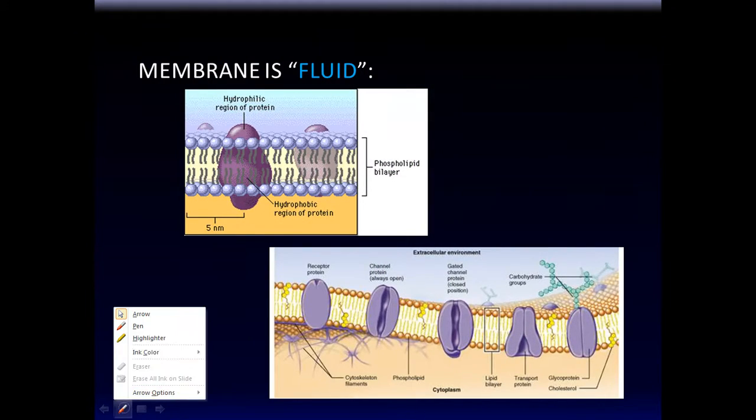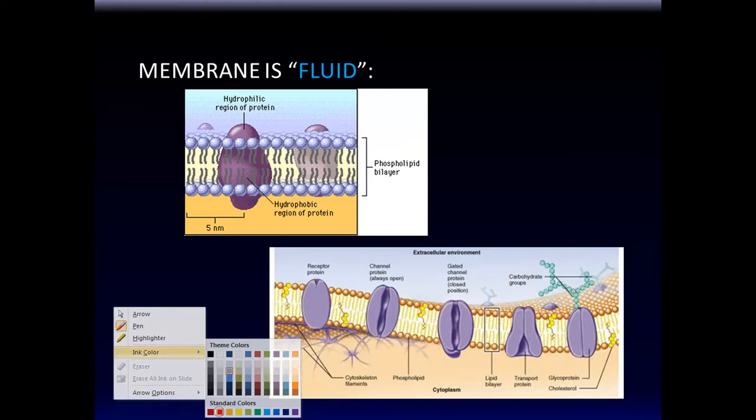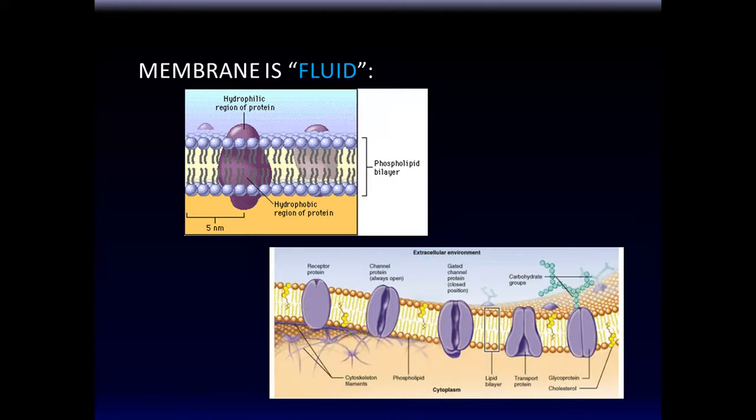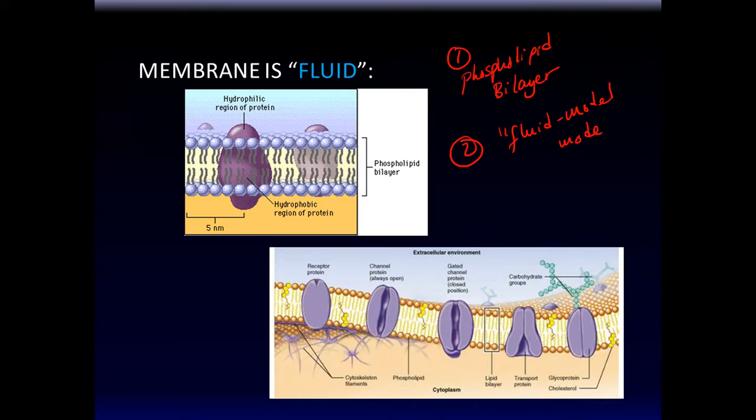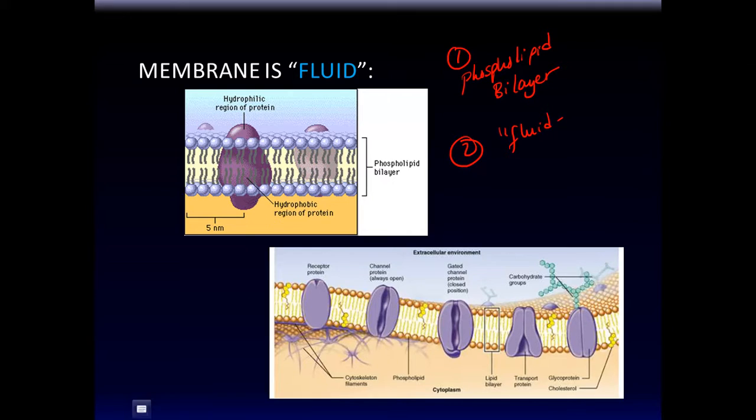Now, if you were to elaborate on that, the first thing that you said is the membrane is a phospholipid bilayer. That's the first thing that you said. And the model that describes the plasma membrane is what's called the fluid mosaic model. Let me try to say this properly at least one time. Fluid mosaic model.